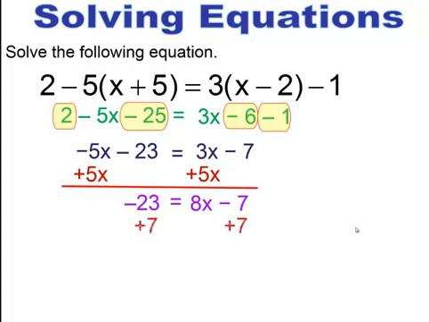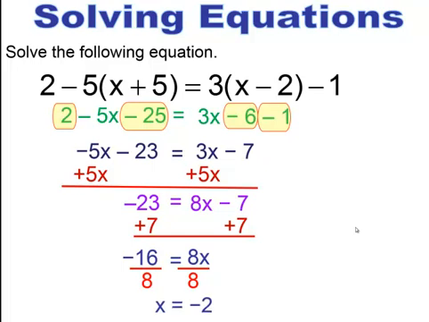Then I'm going to add 7 to both sides. I'm left with negative 16 equals 8x. Divide through by 8, and you get x equals a negative 2.